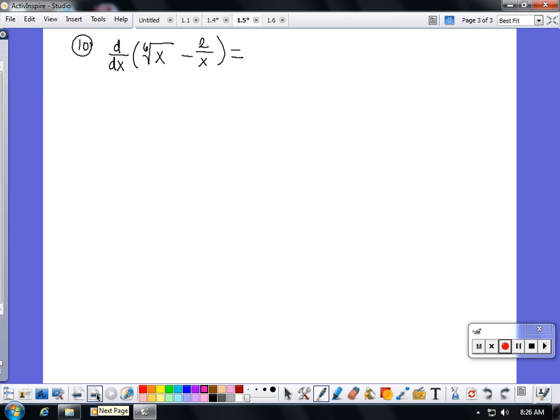And the last one says, it's just a different notation. It says, what is the derivative of that? So let me just kind of write it a different way. We're going to say y equals the 6th root of x minus 2 over x. Maybe this will help you. So let's also rearrange this. Just like the square root of x was x to the 1/2, the 6th root is going to be x to the 1/6. And then my 2 over x, I can't work with that. I need to bring the x up.